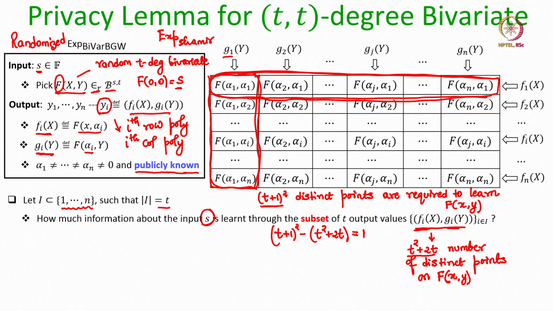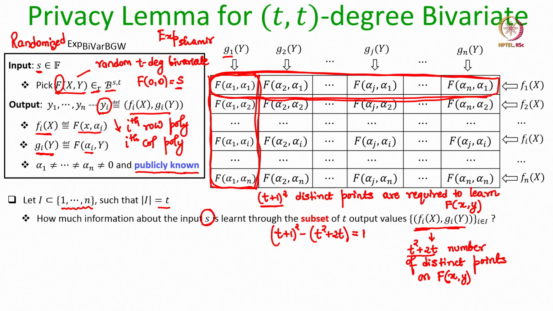And since that polynomial was randomly chosen, it could be any polynomial, and hence its constant term could be any value s from the field. Again, this is a generalization of the argument which we used to prove that for the Shamir experiment, through the t output values, the adversary, or whoever is observing those t output values, does not learn anything about s, because in the context of the Shamir experiment, the degree of the univariate polynomial was t, and t output values do not uniquely determine a randomly chosen t degree polynomial.